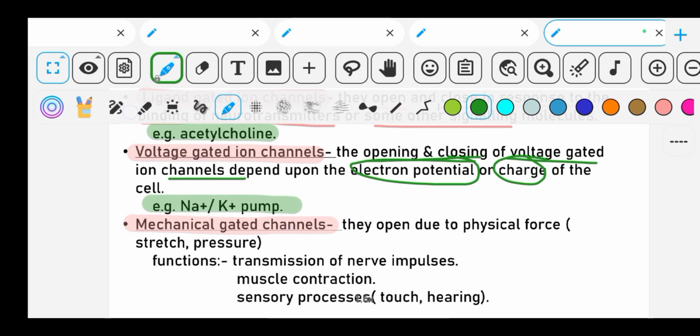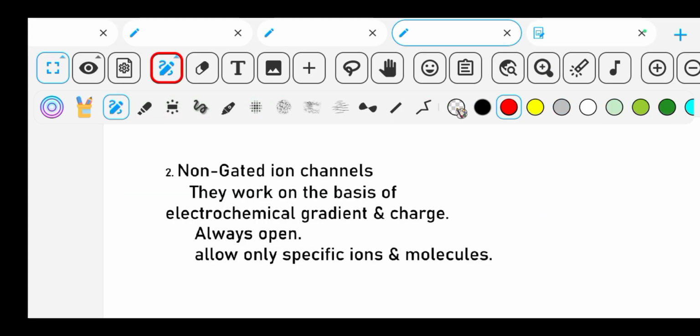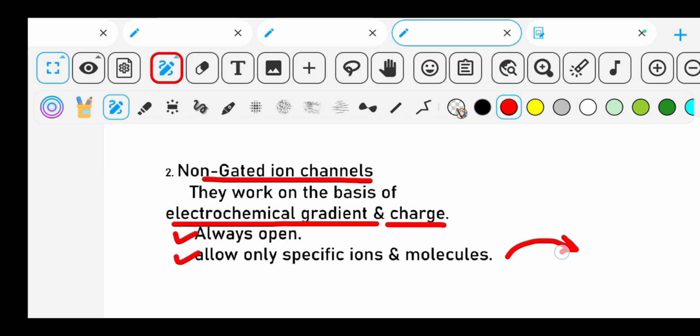Then followed by the third, which is the mechanically gated channels. In this, they open and close due to physical force like stretch or pressure. Their main function is basically transmission of nerve impulses, muscle contraction and sensory processes like touch, hearing, stretching, etc. Then in ion channels, the second type we are having is non-gated ion channels. Basically, they work on the basis of their electrochemical gradient and charge, and they are always open, but they allow specific ions or molecules to enter inside the cell.